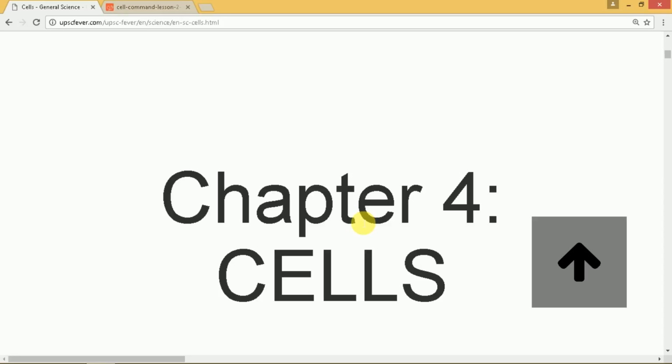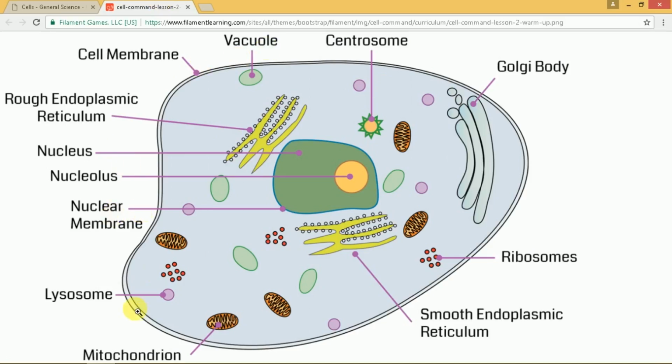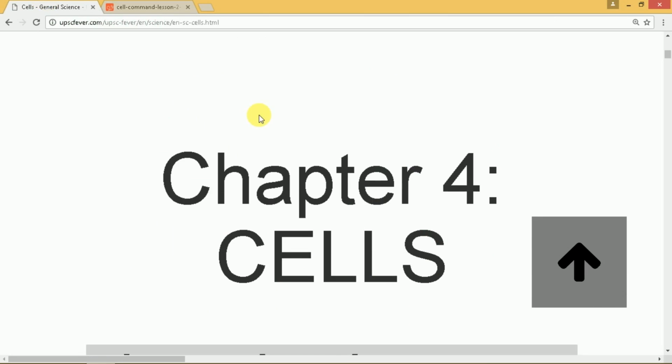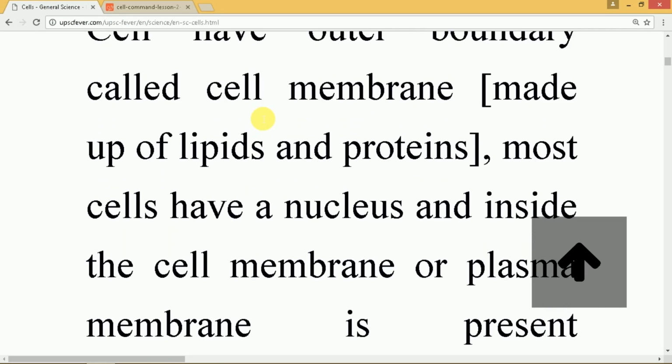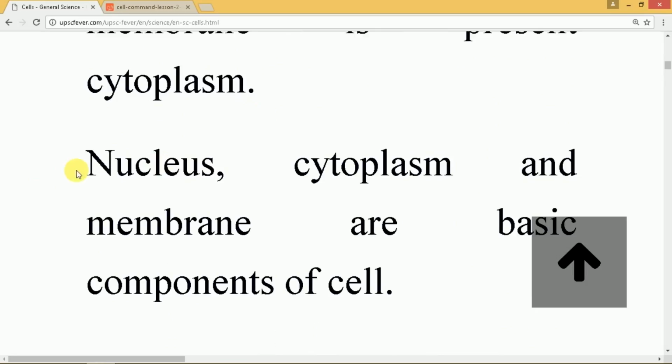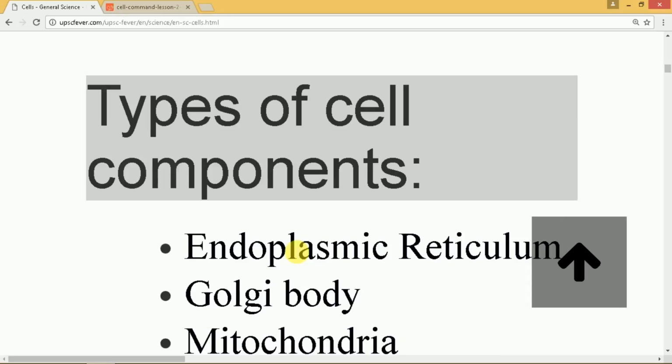The outer boundary of a cell is known as the cell membrane, and this cell membrane is made up of fats and proteins. Most of the cells have a nucleus, and inside the cell membrane there is cytoplasm. So this is the cell membrane, this is the cytoplasm, and this is the nucleus. These three are the basic components or building blocks of a cell.